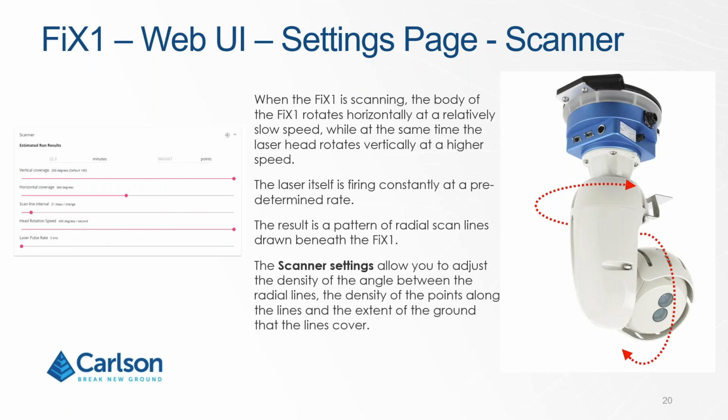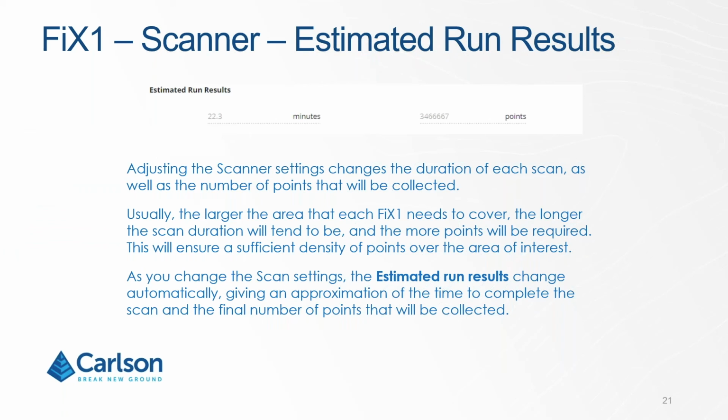So you can set the vertical coverage. Well, first, before we do that, you notice at the top here, it says estimated run results. Now this is important. Adjusting the scanner settings changes the duration of each of the scans, as well as the number of points that will be collected. Usually the larger the area that each FiX1 needs to cover, the longer the scan duration will tend to be, and more points will be required to ensure that you have sufficient density of points to cover the areas of interest. As you change the settings, you'll see in real time the duration of the scan and the number of points changing. This is important because, for example, if you want to scan every hour and you use settings that make the scan last an hour and a half, you're going to run into scheduling conflicts.